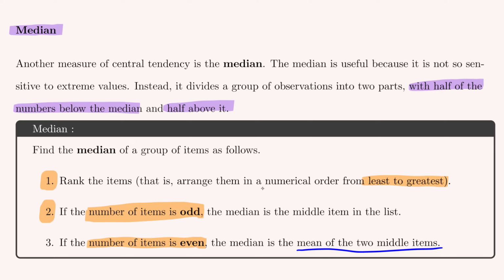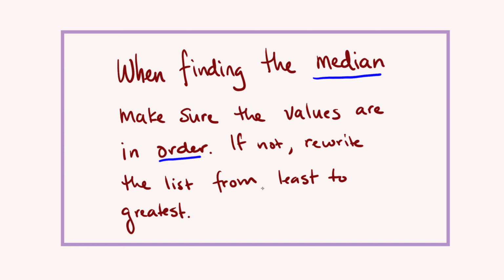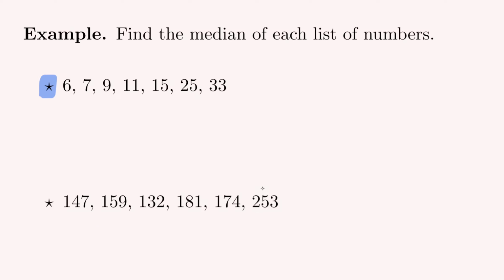Let's practice finding the median of a few different data lists. And a quick reminder is whenever we find the median, we must make sure the values are in order. If they're not in order, let's rewrite the list in order from least to greatest. Let's work on this first example. Quickly look through the list and identify, is it written in order? Because if not, we must first reorder it.